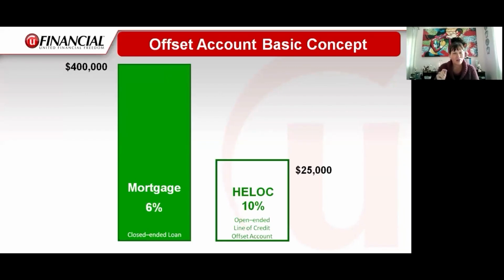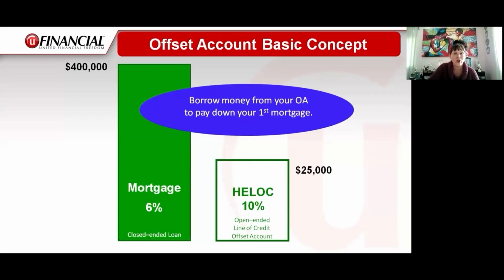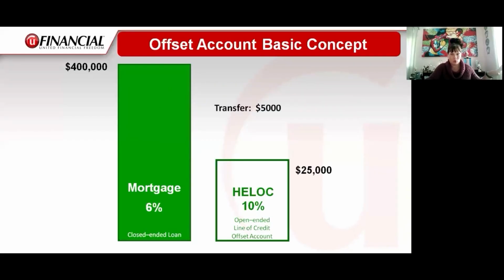But do you recall the one note I encouraged you to take at the beginning of the series? I said to write it big and write it bold. Rate does not matter. It's the type of product you're using and how that rate is calculated. And this is where I will prove it to you mathematically. So let's take $5,000 from our line of credit to pay down the first mortgage.